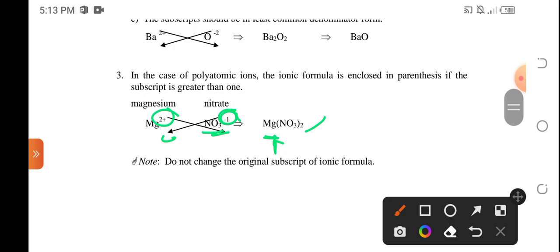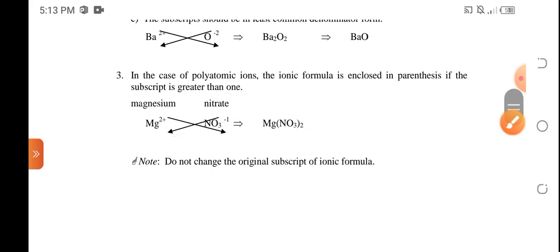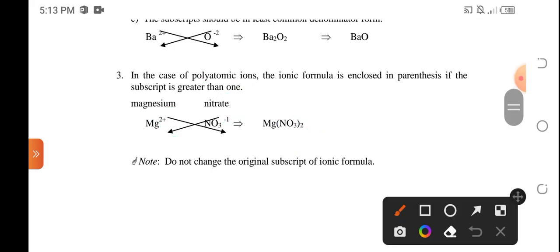But since nitrate is a polyatomic ion, kailangan nating gumamit ng parentheses to denote that that 2 will be received by oxygen as well as the nitrogen part of nitrate. Kaya kailangan i-enclose natin sa parentheses. Okay? The parentheses means that that 2 is not only for oxygen but also for nitrogen.